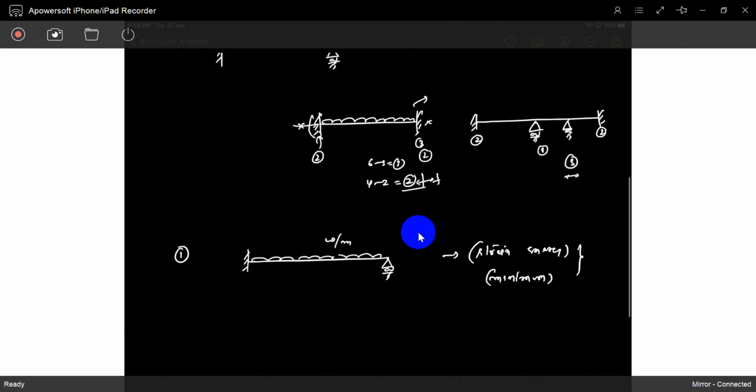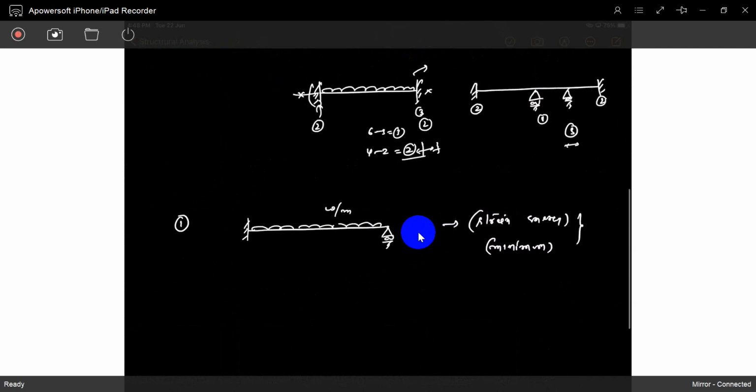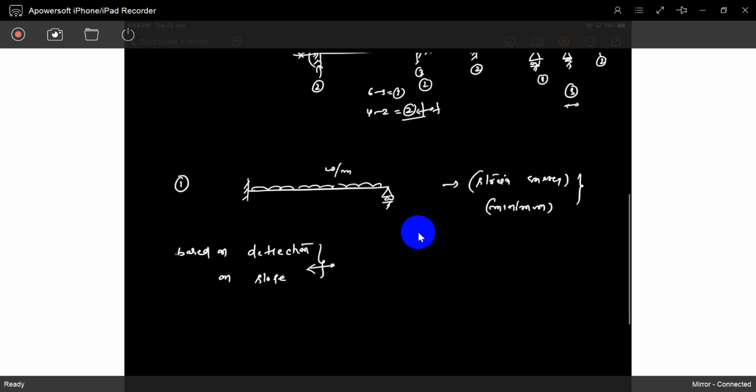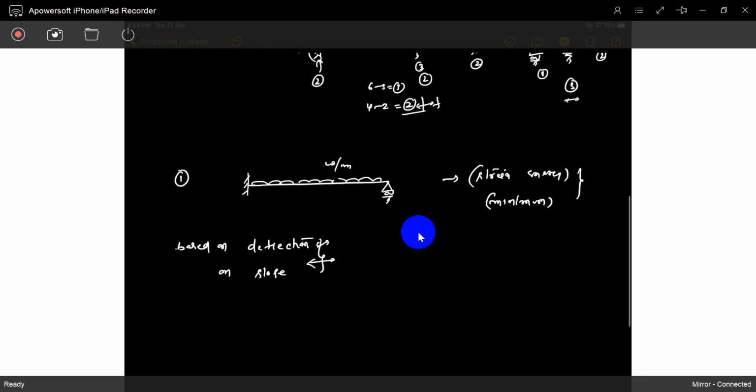So in this also we have two methods. One is based on deflection and again one based on slope. Two different ways are there to solve the problem. So first I will do it based on the deflection, and next I will solve it by slope also.